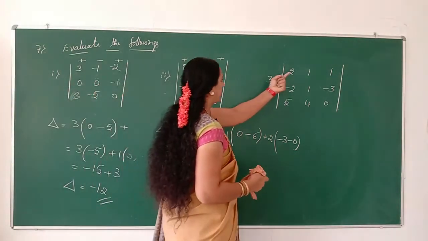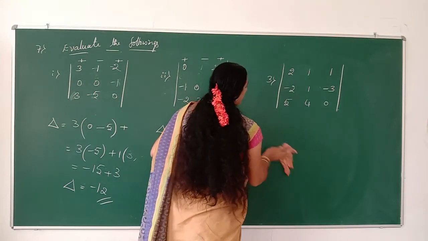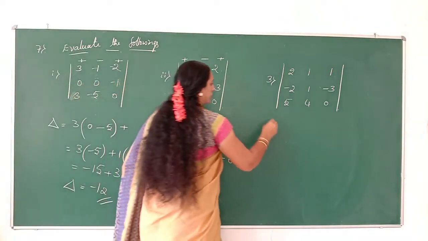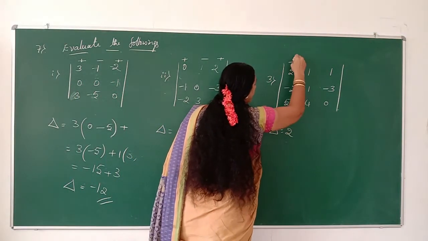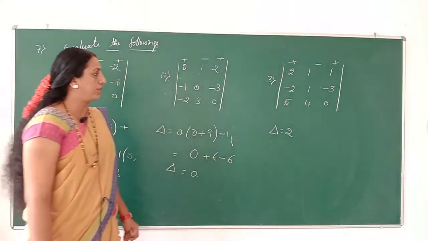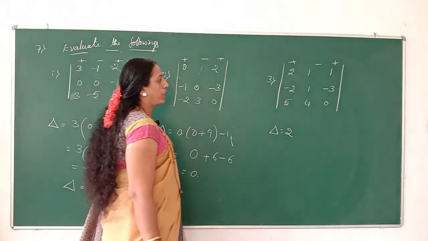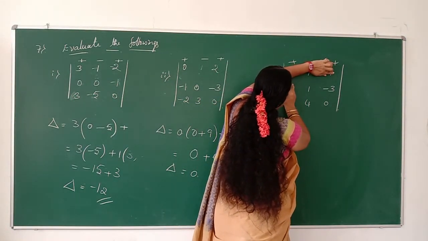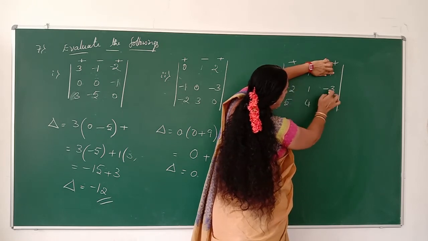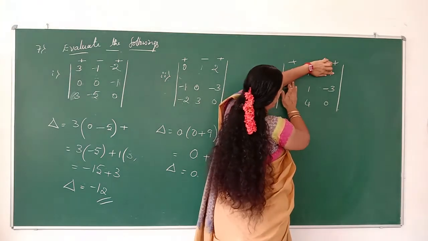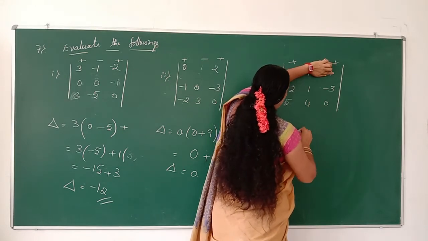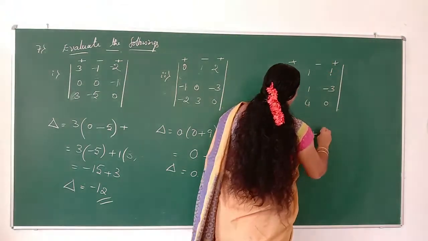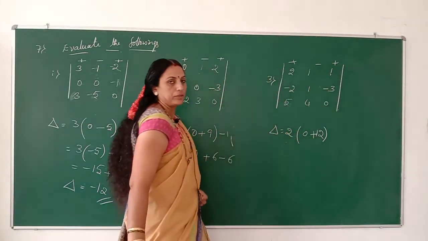So similarly, we will come to the third problem. The determinant of 2, 1, 1, minus 2, 1, minus 3, 5, 4, 0. So delta is equal to 2 of, first we will put in their sign. 2 is an element of first row and first column, and these elements get neglected, and the remaining elements in the form of 2 cross 2 determinants get multiplied. The left diagonal is 0, minus right diagonal, which is minus 12, and minus into minus is plus 12.